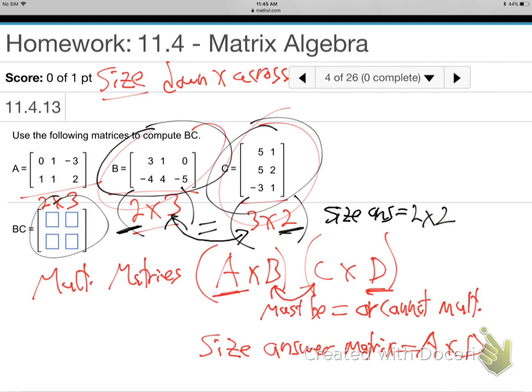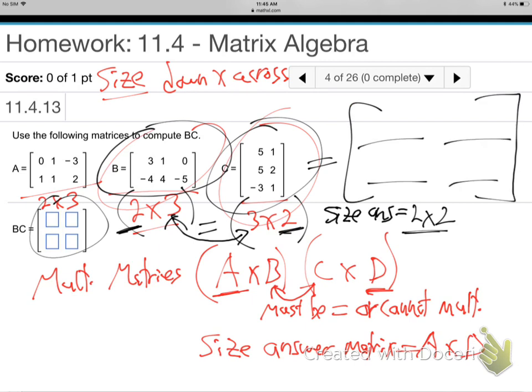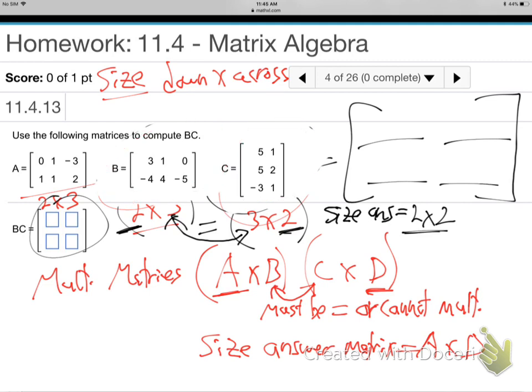So we only take the numbers on the left and the right? No, I'll show you, we have a whole thing to do with that. I'm just setting up the size right now. So everybody see how you determine the size of the answer matrix? The inside numbers must match, and when they do, green light, go, and it's the outside two numbers that tell you the size. So I'm looking for a 2 by 2 answer matrix, 2 down by 2 across. Now how do you find those particular answers?